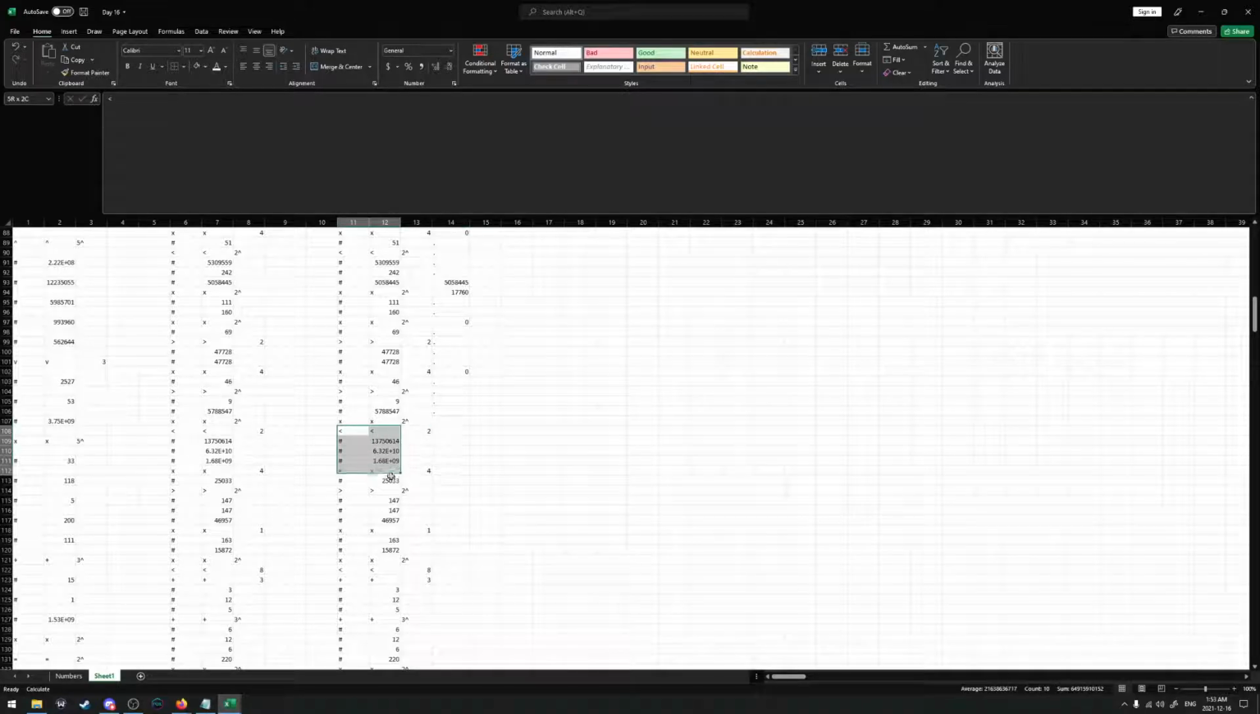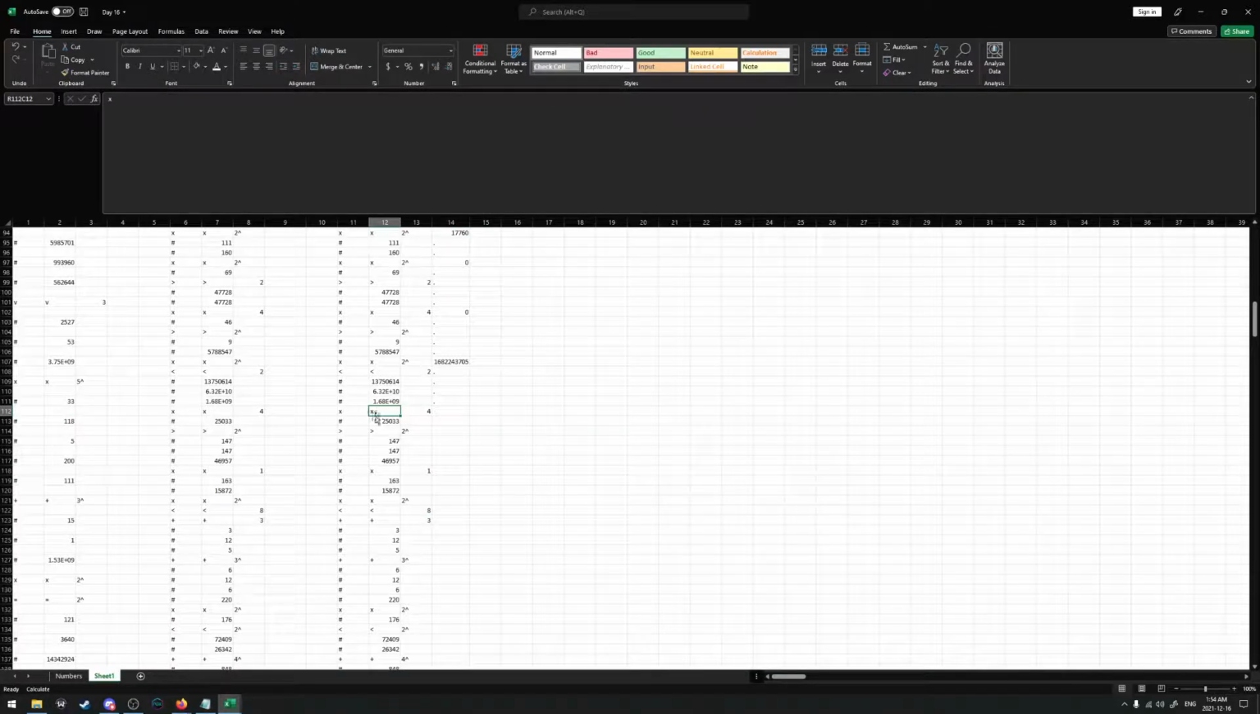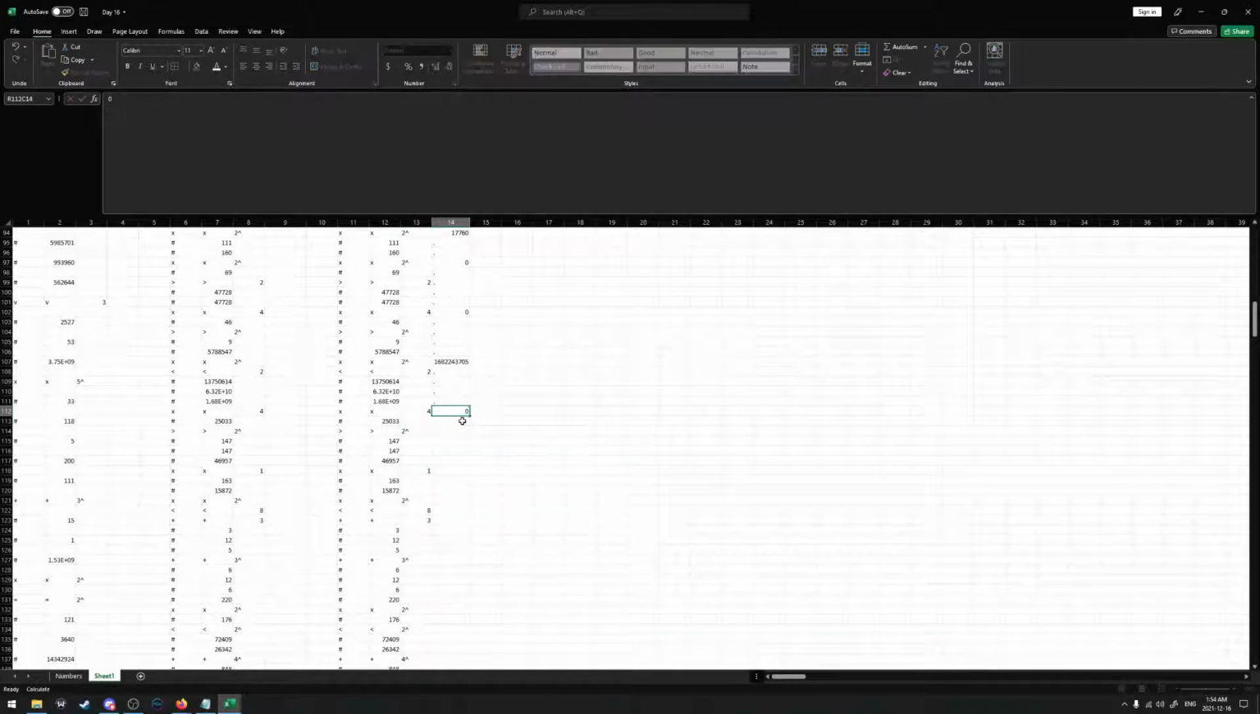So multiply the next two majors, which is this. That is less than that. So we put this in. Multiply the next four total lines. Hey, that's... Nope, that's not correct. So that's zero.